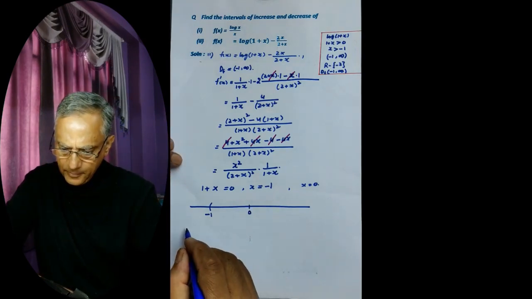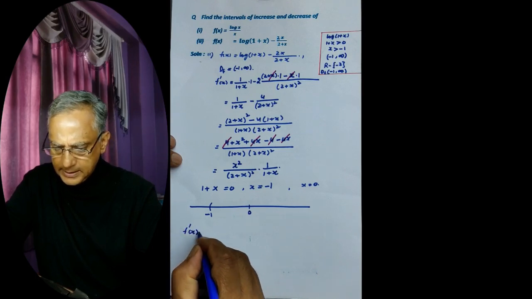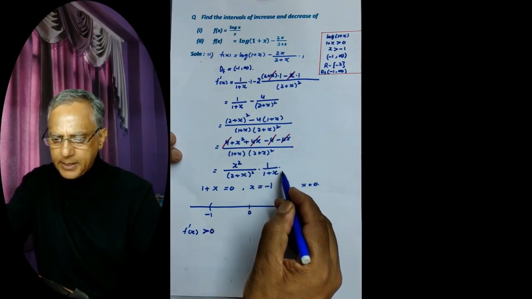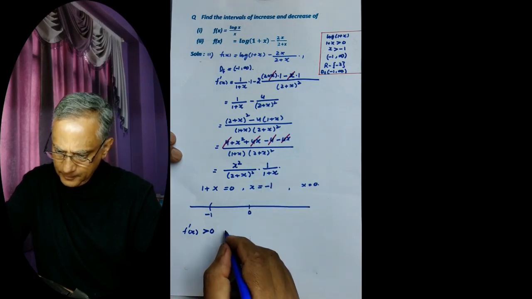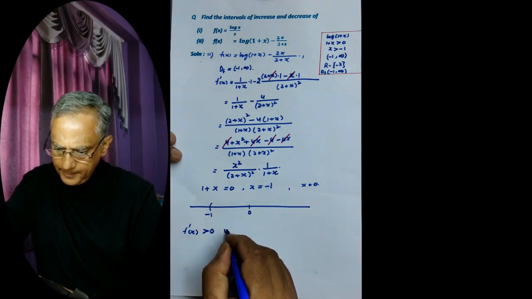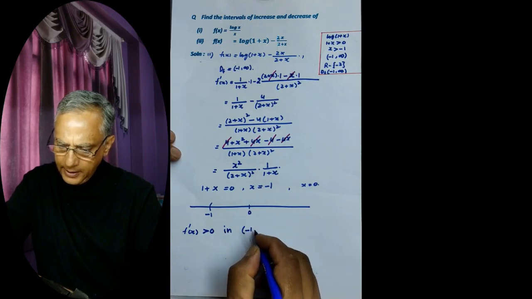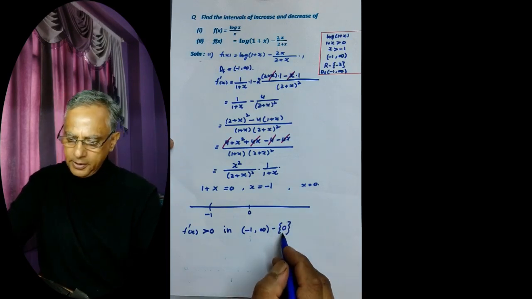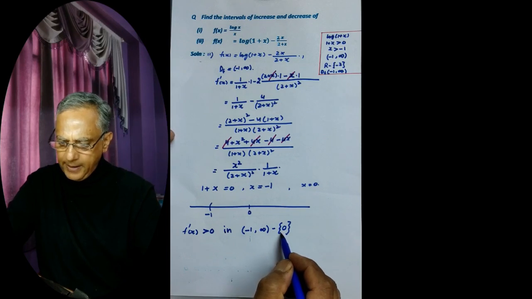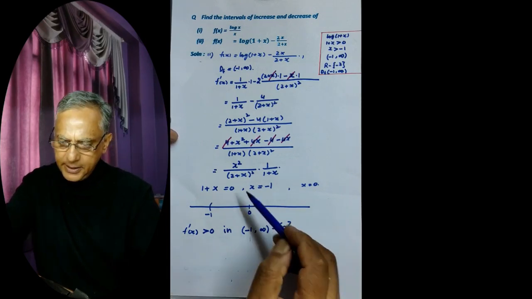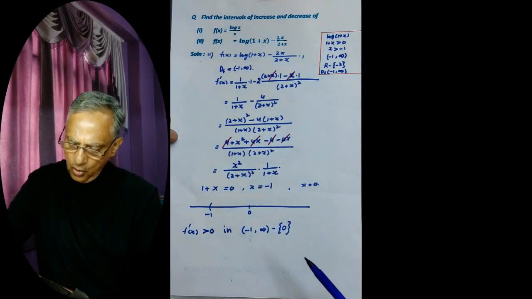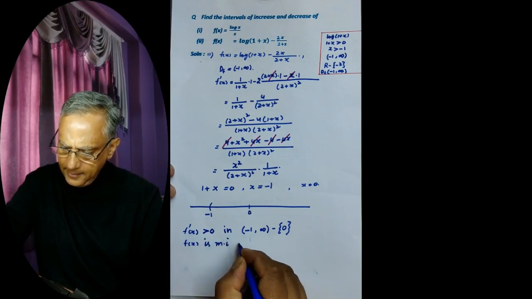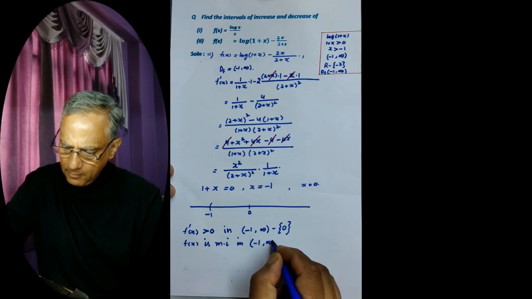So we will say f'(x) is greater than 0, because if this is positive, f'(x) will be positive. So f'(x) is greater than 0 in minus 1 to infinity minus {0}. We must exclude this point. This point 0 must be excluded, because f'(x) is 0 at x equal to 0. So f(x) is monotonically increasing in minus 1 to infinity minus {0}.